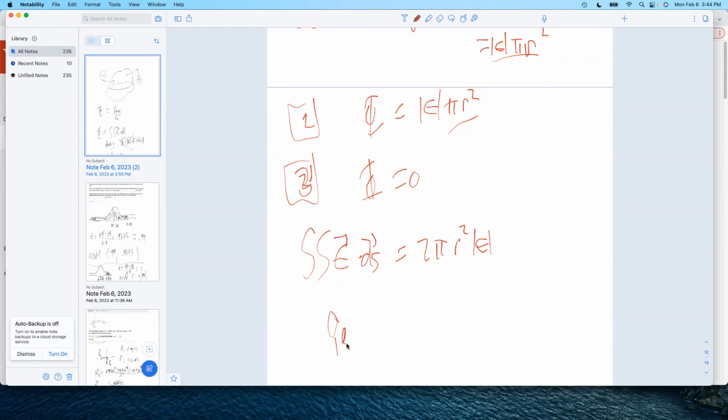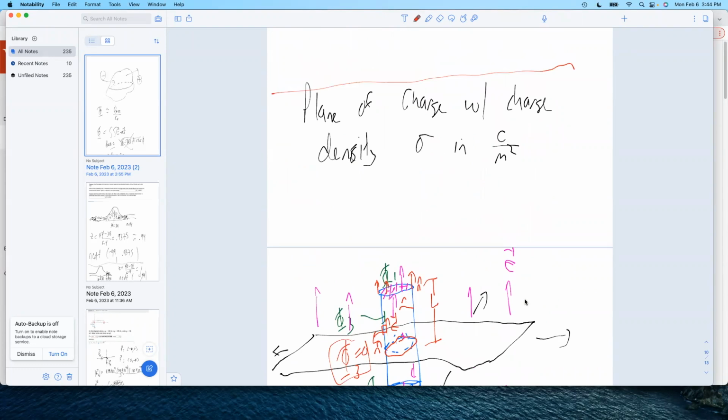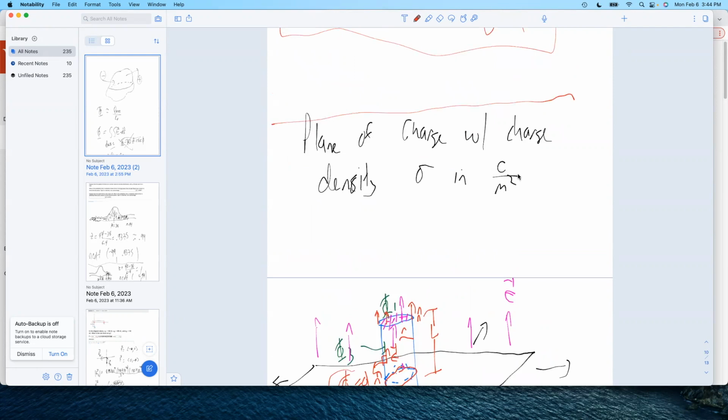Q enclosed is always going to be some, I'm going to put it in quotes here, some form of volume enclosed times my density. And by volume enclosed, I mean whatever kind of length, area, or volume I need so that when I multiply it times this guy, I get coulombs. So I need to multiply by meter squared, that's an area.